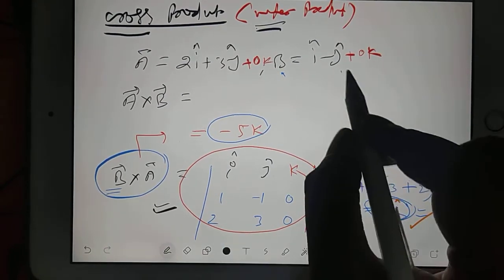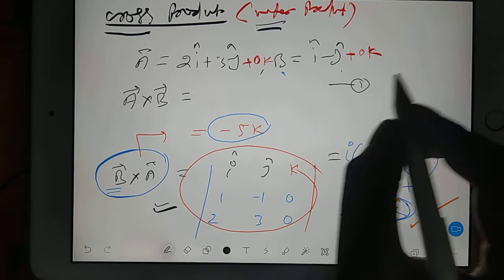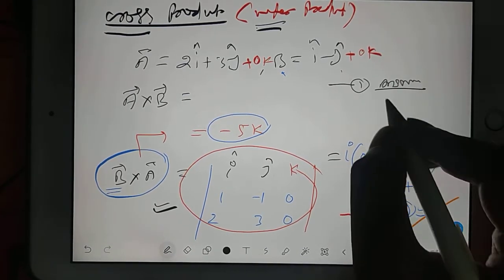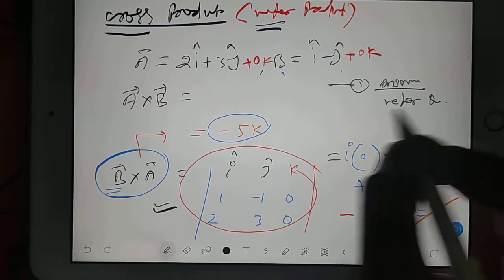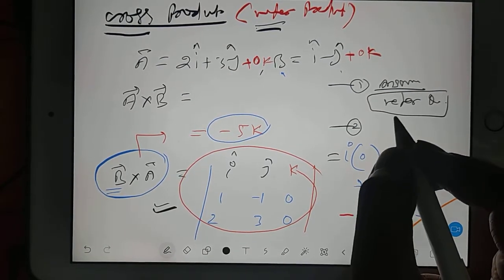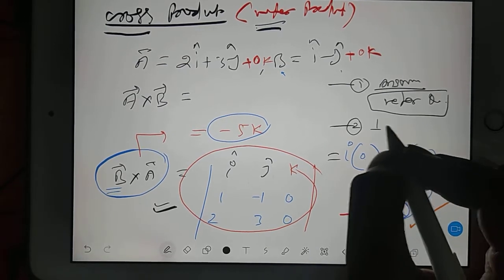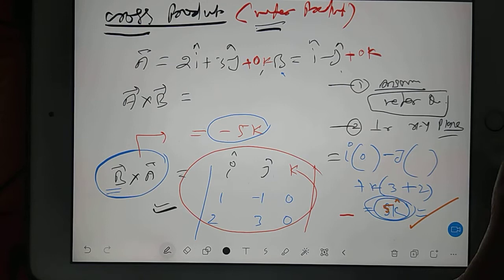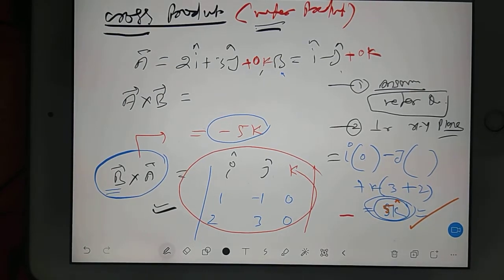See, two things you have to notice here. First thing, the answer what you are getting, that answer is a vector quantity. This is the first thing you should notice. And now second thing, the answer what you are getting is perpendicular to the xy plane. Yes, Vedant, ask your doubt.